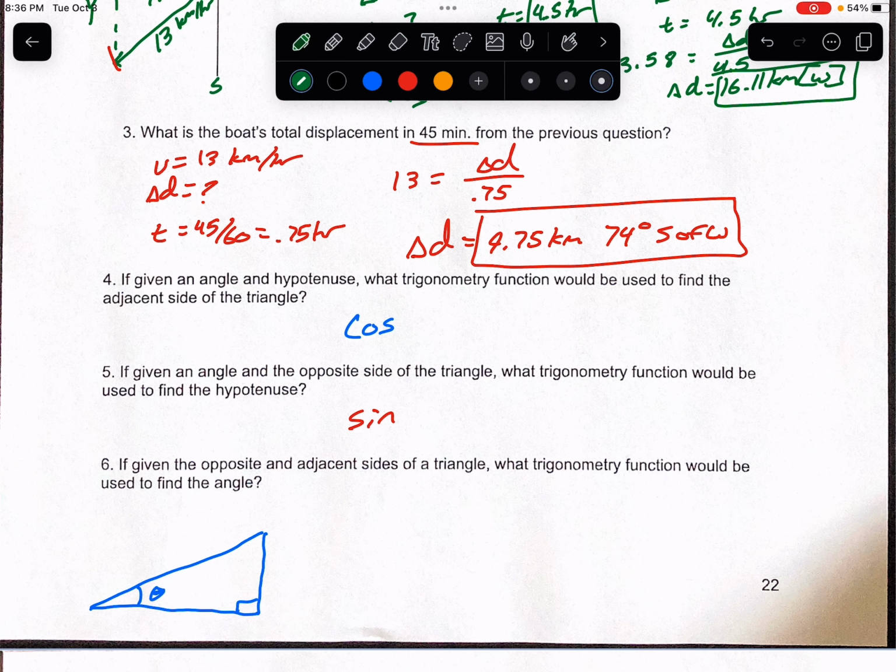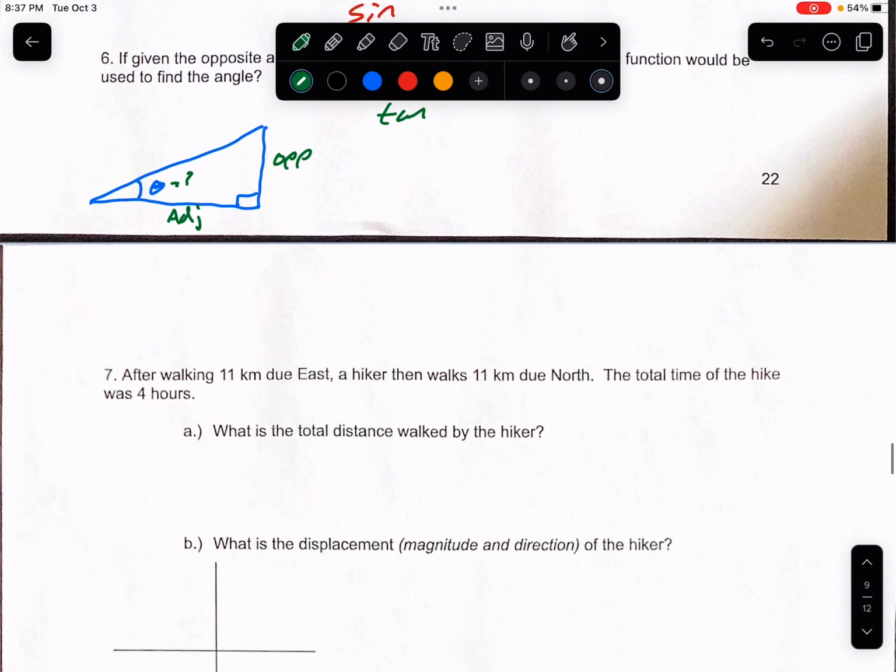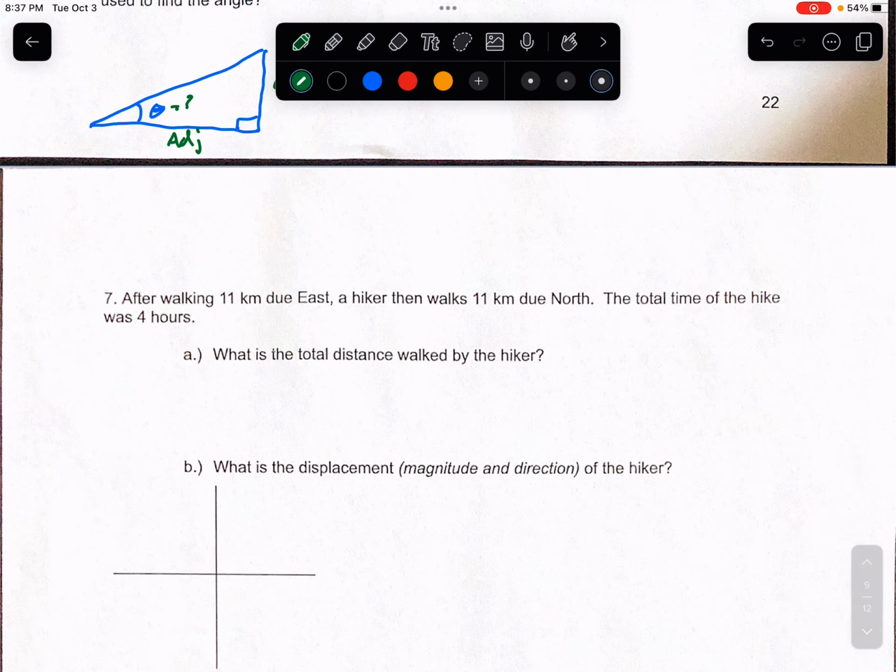And we're going to go back to number 6. I'm given the opposite and the adjacent. What trigonometry function could be used to find the angle? So I'm looking for this angle right here. The only one that uses opposite and adjacent is going to be tangent. So this is just more practice of knowing when to use cosine, sine, or tangent. Moving on to the next page.